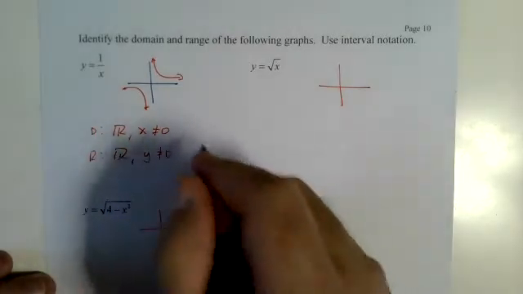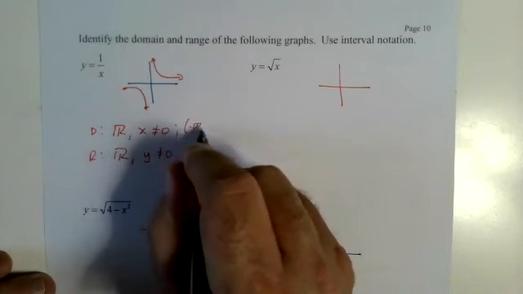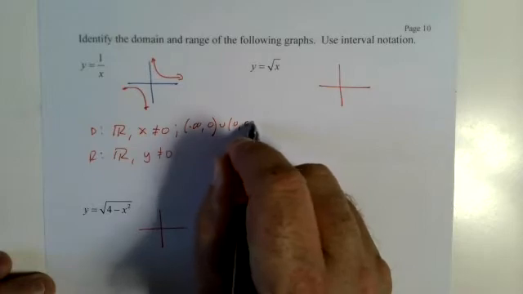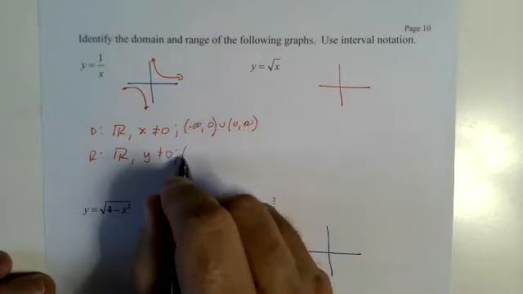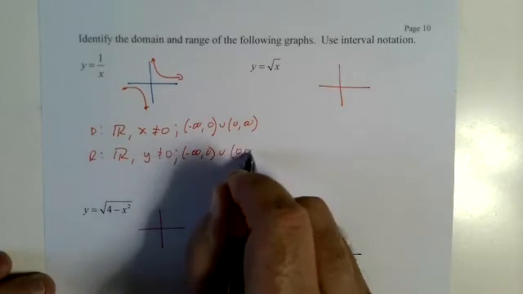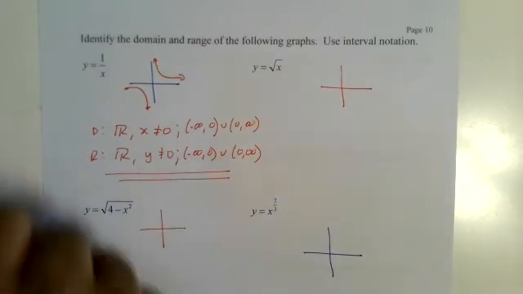Hey, I thought you said we're going to do interval notation. All right, fine, whatever you want. Negative infinity to 0, not included, union 0 to infinity. Same deal here. Negative infinity to 0, not including 0 to infinity. This is why people hate math, and no, we're never going to do that again.